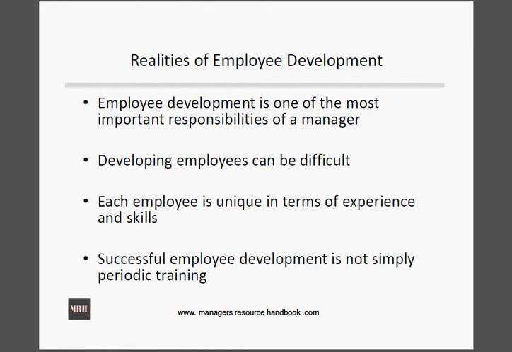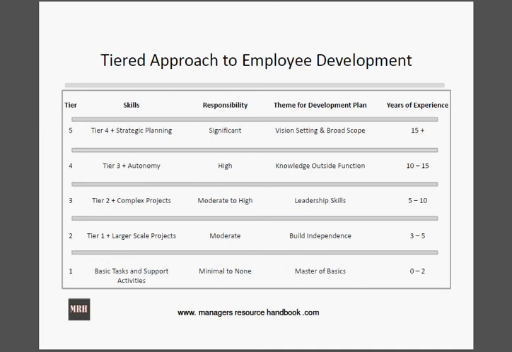So one way I like to look at this problem is to look at my employees in terms of tiers and levels. So in this little matrix you see here, if you look on the left side there, that's the tier level of the employee. The next column over, you have the expected skills that individual is going to have, their level of responsibility within the team, their theme for development for you as a manager, and then roughly their years of experience. And of course, years of experience depends on your business, your industry. These are just representative numbers for discussion purposes.